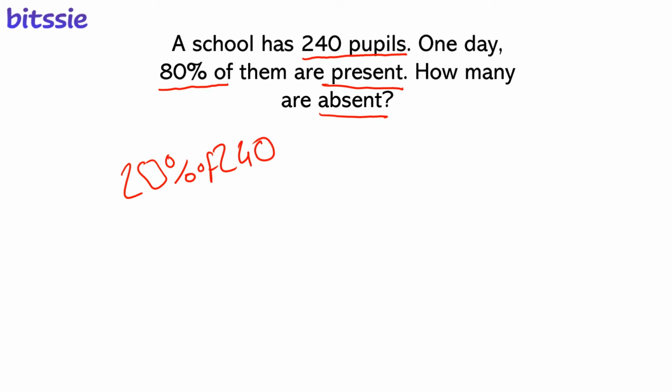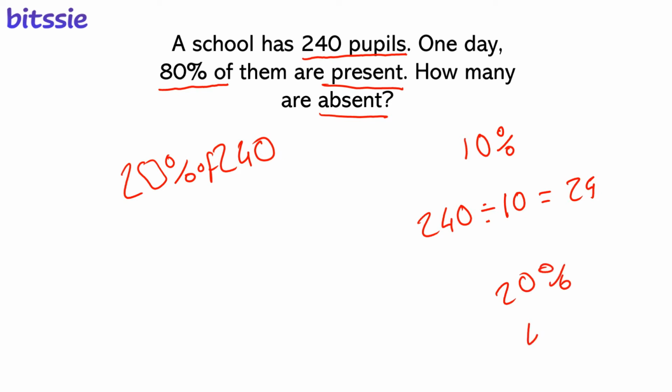So let's first calculate 10% of 240, and if we do 240 divided by 10, we get 24. And 20% is double 10%, so 20% would be 48. That means 48 of the pupils are absent on that day.